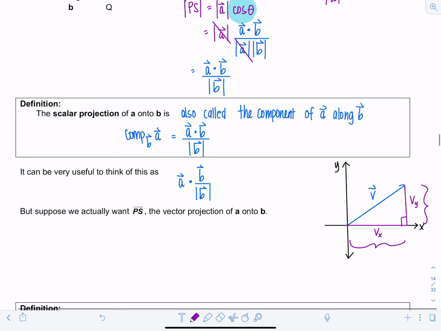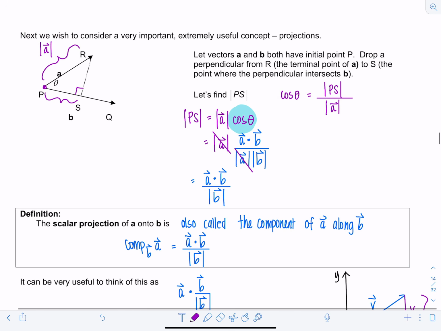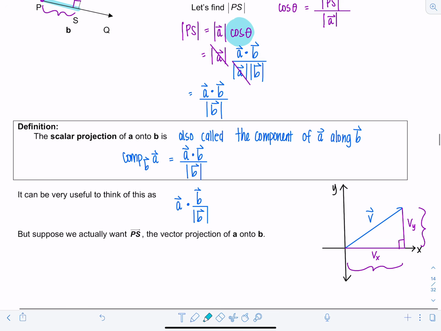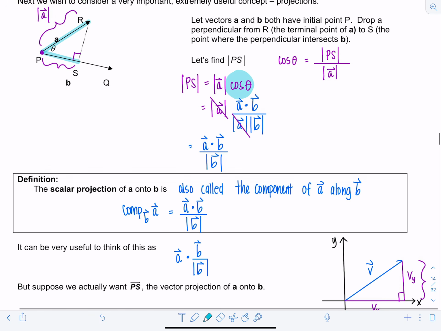Now what you're doing when you have the definition here of the scalar projection, you're just taking some vector, in this case vector A, and instead of finding its horizontal and vertical components, I'm breaking it down and projecting it along any other vector that I choose. So I just want to find what its projection is along this vector here, much like when we find the component of vector V along the x-axis. You're just projecting it along something other than the x or y axes.